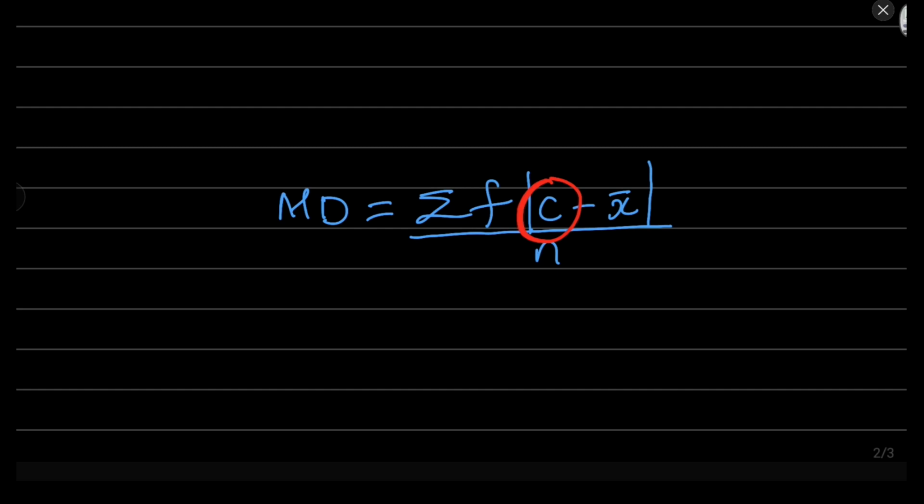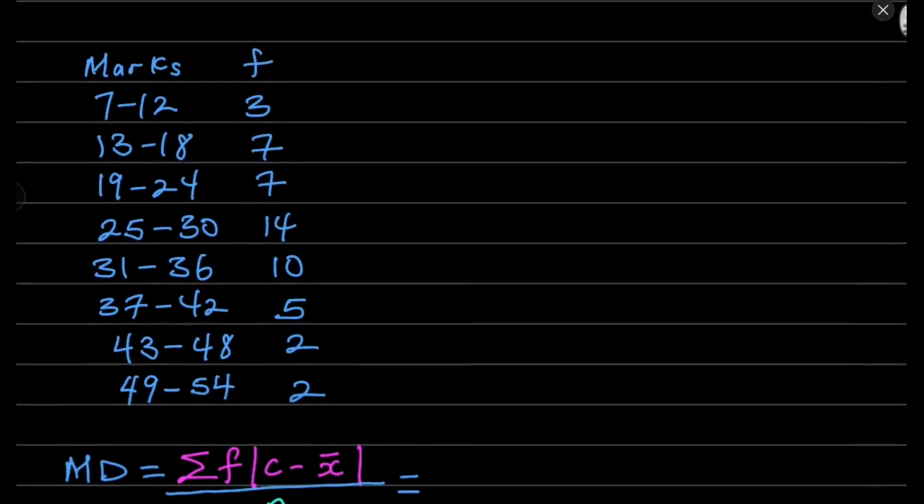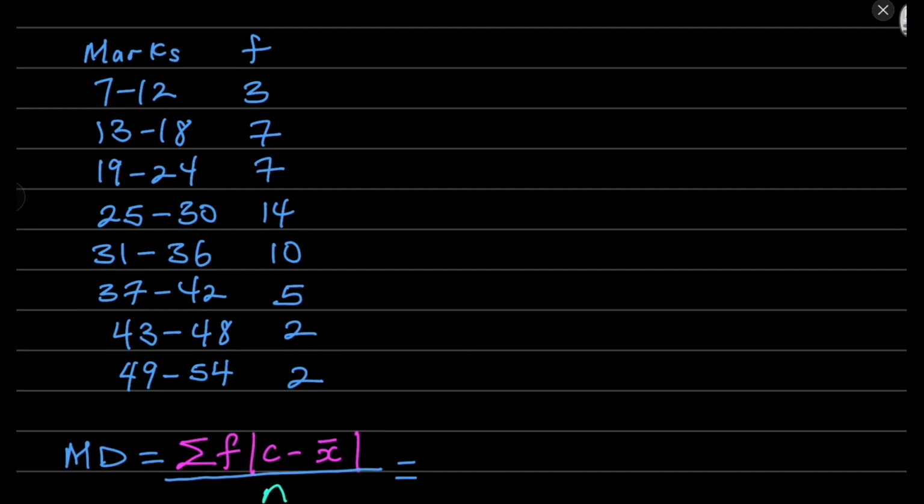So every other thing remains the same. We have the summation, which means you add up all the f times the deviations from the class centers, and then your n remains your total frequency. Every other thing pretty much remains the same. So quickly, let's walk the formula through an example.